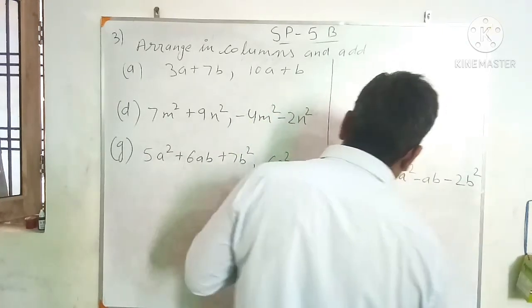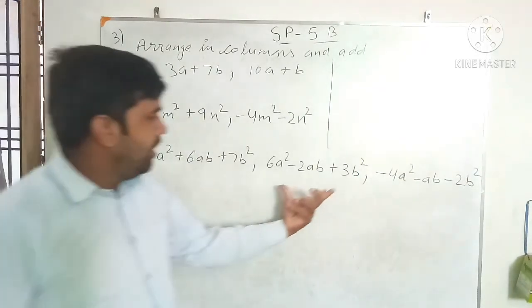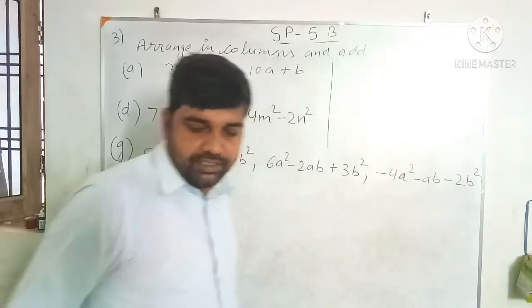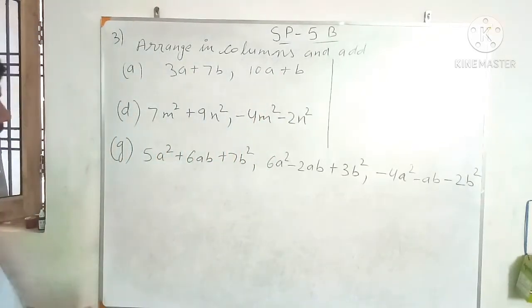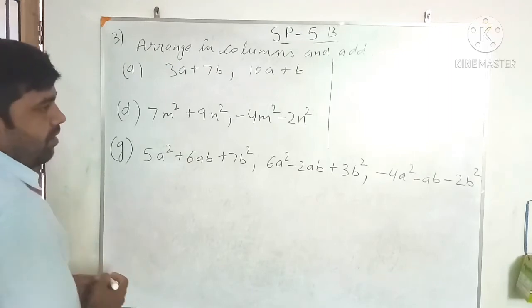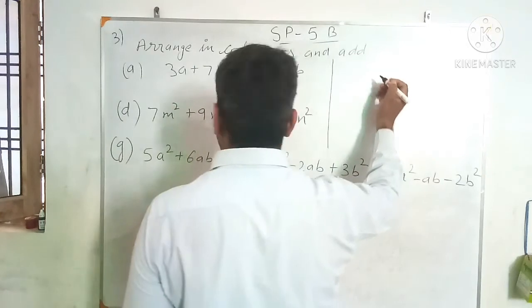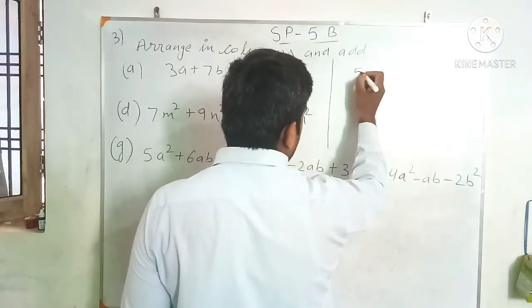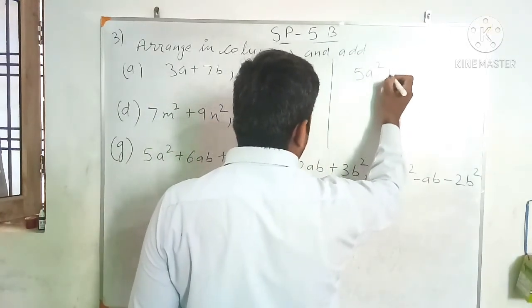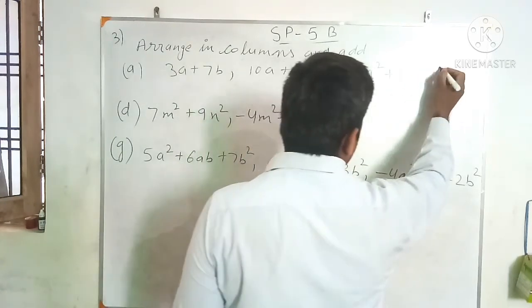So there are 3 polynomials. In question number G we have 3 polynomials: polynomial number 1, polynomial number 2, polynomial number 3. So we have to add these 3 polynomials in the column form. Now I am going to write the polynomials in the column form. So here I am writing 5a square plus 6ab plus 7b square.